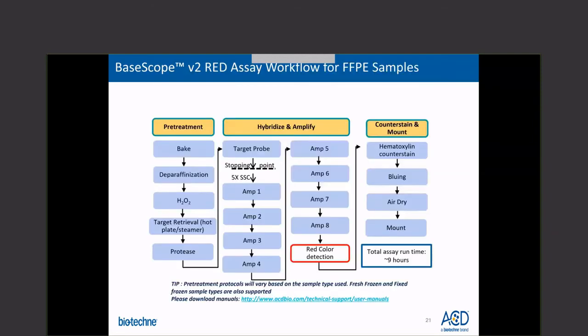This is an overview of the BaseScope single-plex red chromogenic assay workflow using FFPE samples. As in RNAscope, the BaseScope assay also has 4 major steps: pretreatment, hybridization, amplification, and finally, staining and detection. The assay usually takes about 11 hours and can be split between 2 days.